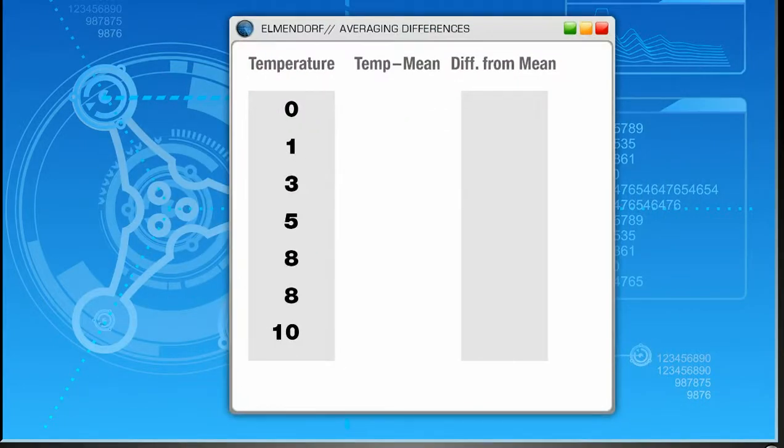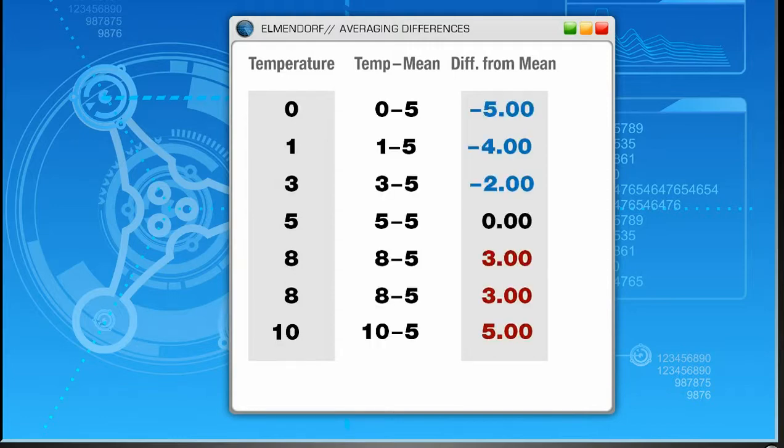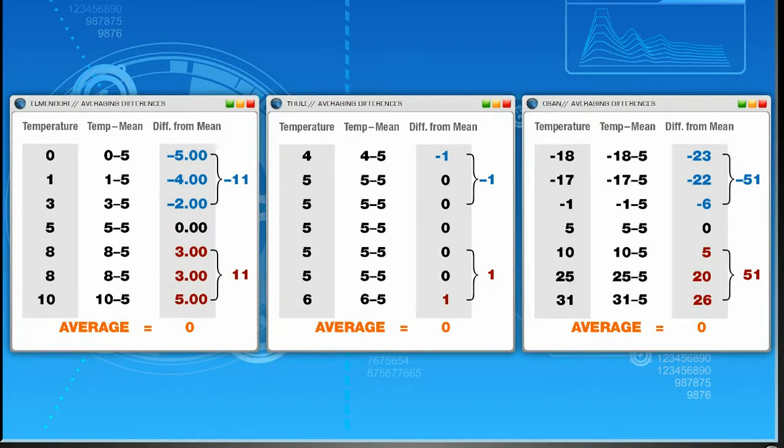We'll start with the Elmendorf data. Subtract the mean from each temperature, then find the average of those differences. Notice that the sum of the differences below the mean is -11, and the sum of the differences above the mean is +11. If we compute the average, we get 0. This isn't a coincidence. Look at the average of the differences for Thule and Osan. Also 0. So we need a different approach.